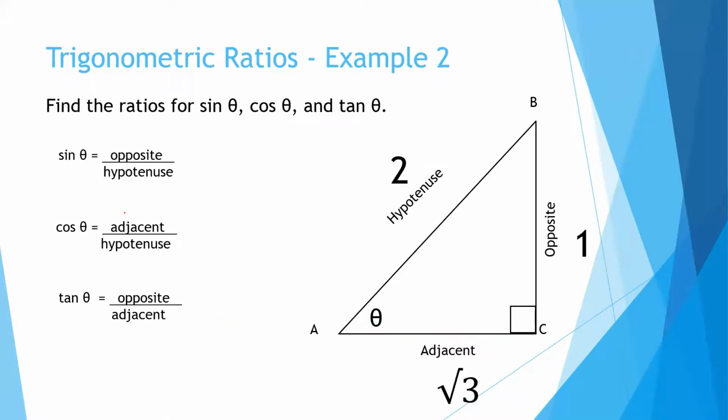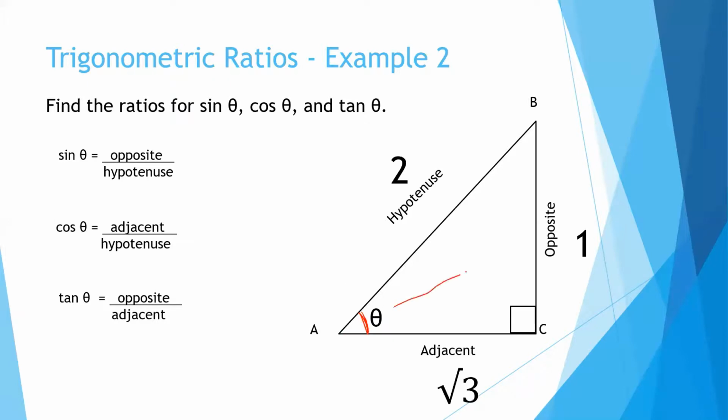Example 2, find the ratios for sine theta, cosine theta, and tan theta. So remember, theta just is our angle of reference or our angle of interest that we want to find. Remember, it can be either side of the triangle. It cannot be over the right angle, okay? So it could have been on this side or this side. All right, so let's look at this just like we did when we were finding sine A.